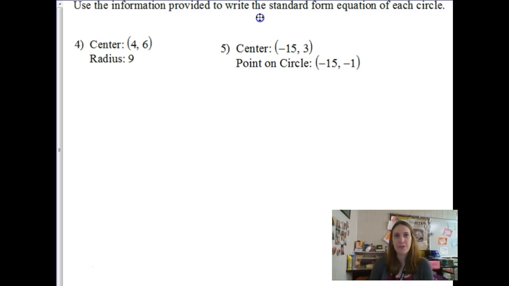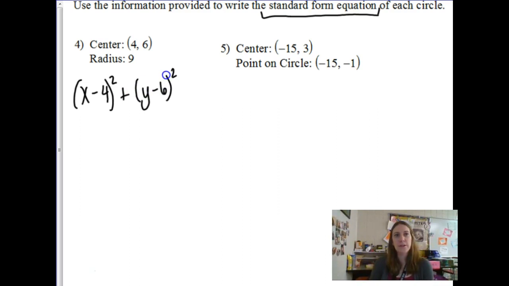Now here, I want you to write the standard form equation of a circle if I give you the center and radius. So basically we're just going to plug in the h, k, and r. So x minus h would be (x minus 4) quantity squared, plus (y minus k), which is (y minus 6) quantity squared, equals, and then instead of writing 9 squared, I would expect PreCalc kids to write an 81. So this is standard form.